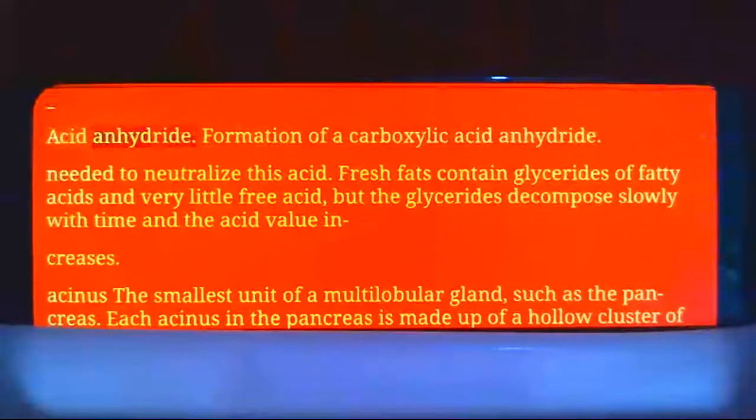Acid anhydride: formation of a carboxylic acid anhydride. Needed to neutralize this acid. Fresh fats contain glycerides of fatty acids and very little free acid, but the glycerides decompose slowly with time and the acid value increases.